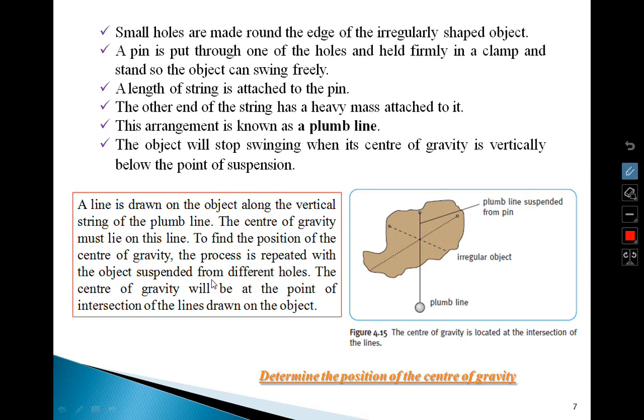To find exactly the position of the center of gravity, the process is repeated with the object suspended from the other holes. We did it with this hole, and then the second one. We should do it with at least 2 holes, and then another one, for example, here. So where is the center of gravity? The center of gravity will be at the point of intersection of the lines drawn on this object.